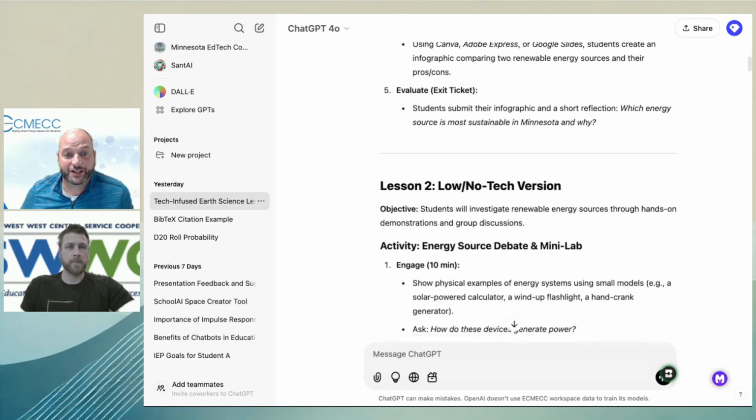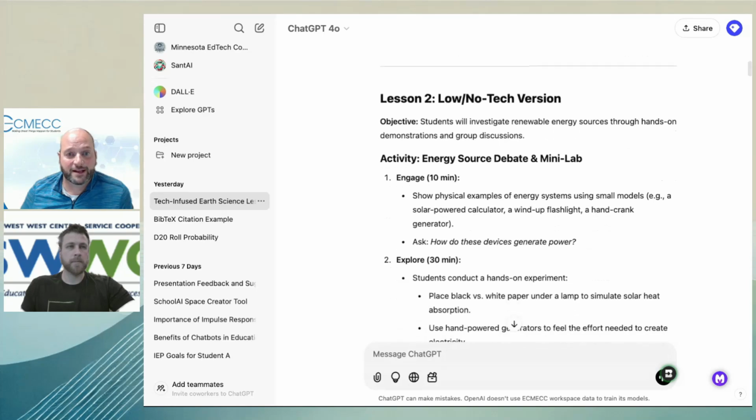Then I had ChatGPT also help me with developing a low or a no tech version, which, it was really hard to say, I just want a no tech version because what do you define technology as, right? If you're showing kids an image on a screen, is that using technology, even though that's not in their hands, right? So, in that sense, what we have then is going to be the low tech version of an activity that will also address those same standards.